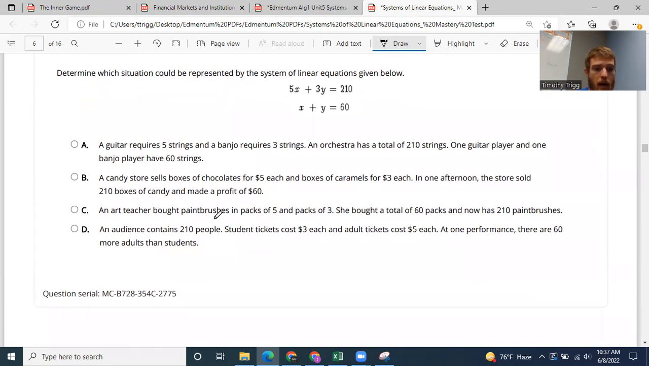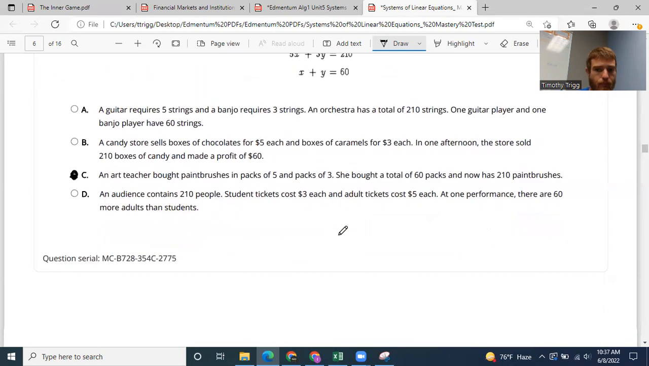An art teacher bought paintbrushes in packs of 5 and of 3. She bought a total of 60 packs and now has 210 paintbrushes. Yeah, this is the correct one.